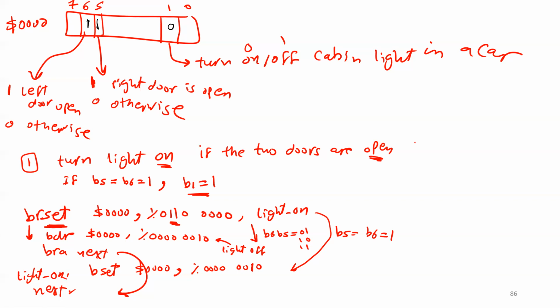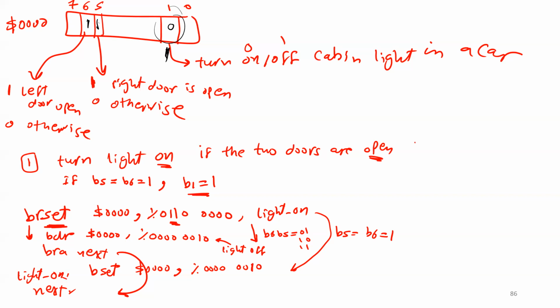If the two doors are open, maybe this doesn't make sense, because usually the light should be on if one door is open, but I just want to play with it. I want to program different logic. So if you have here 1 and 1, you have to put 0 here. Otherwise, put 1 here to turn it off.